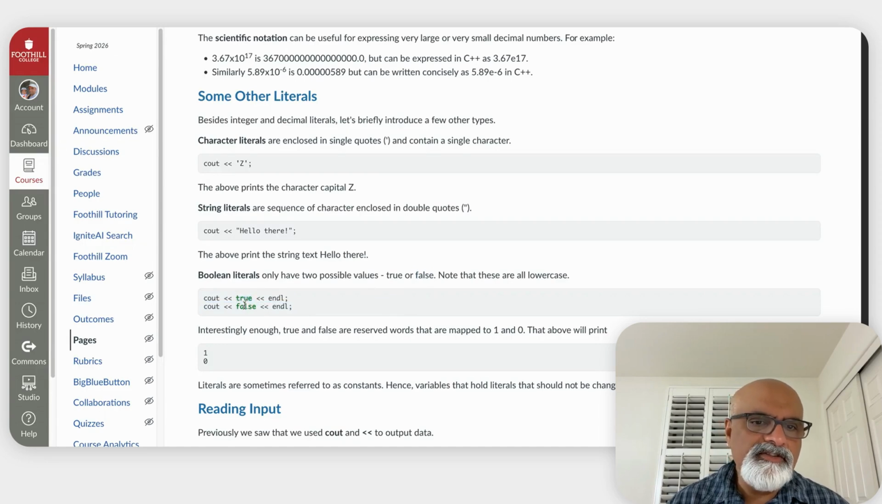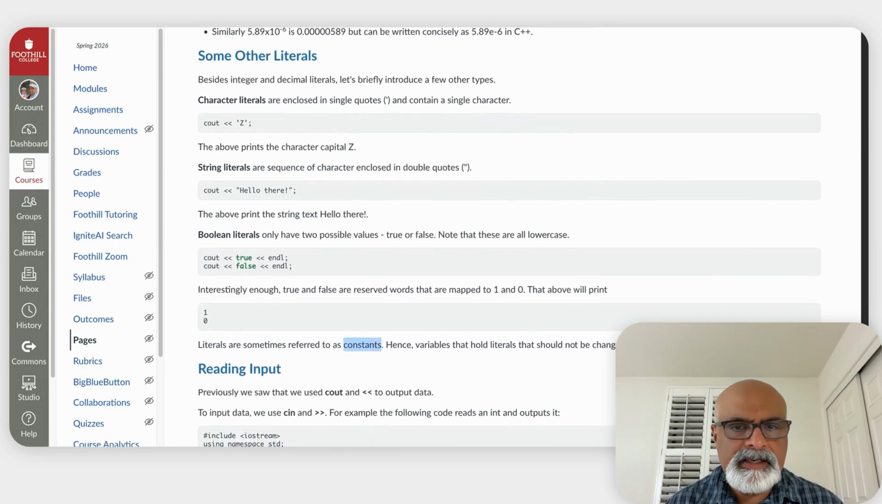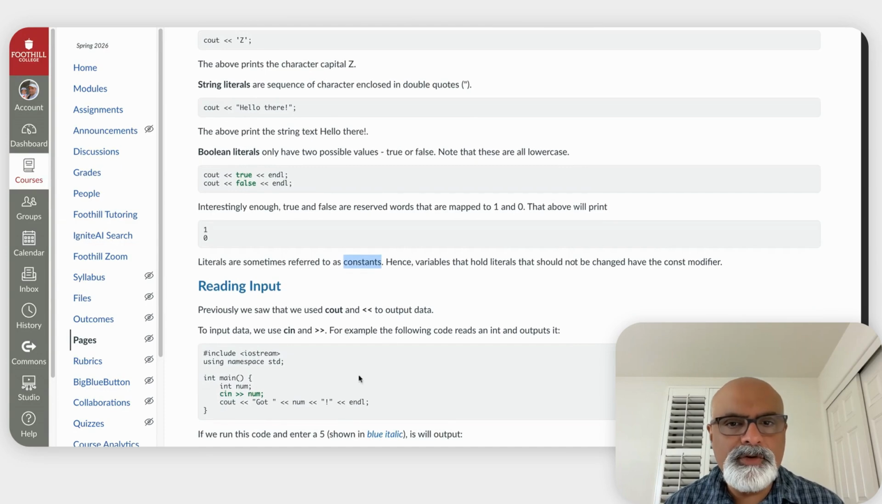Now, true and false are keywords or reserved words, right? And they can't be used as variable names. Interestingly enough, if you execute this, what you will see is 1 printed for true and 0 printed for false, because internally that's what they're mapped to in C++, right? Sometimes you'll see literals referred to as constants, right? And variables that hold literals that do not change need to have the const modifier. We've talked about that in earlier lessons.